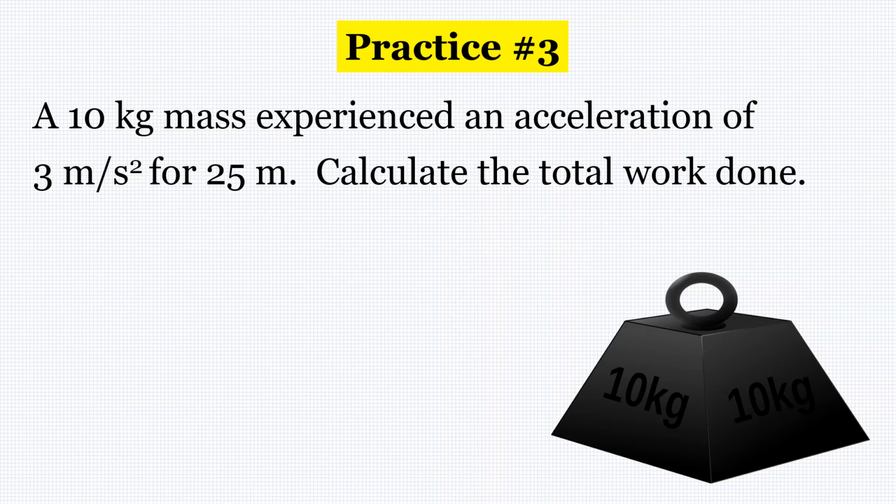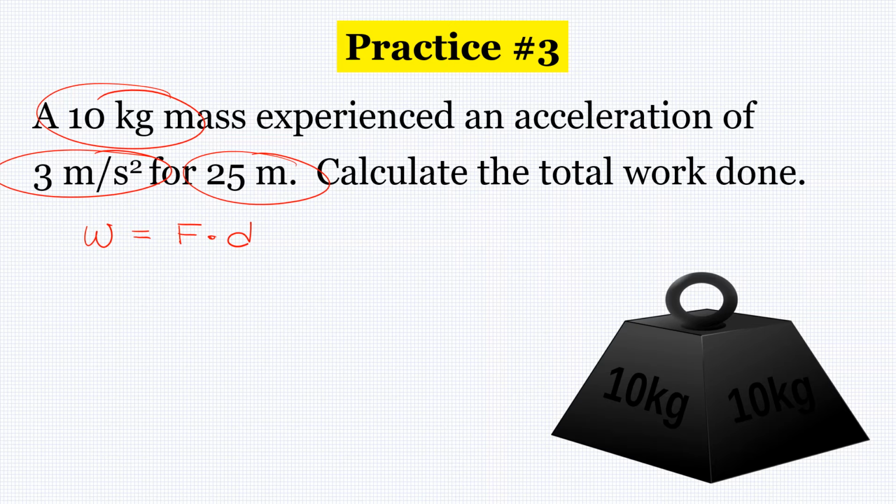All right, in this third example, we have a 10 kilogram mass. It experiences an acceleration of 3 meters per second for 25 meters. Calculate the total work done. Okay, so let's go ahead and work this out. We have our formula, work equals force times distance. But we can't really just plug in anything here because we're given a mass, an acceleration, and a distance.